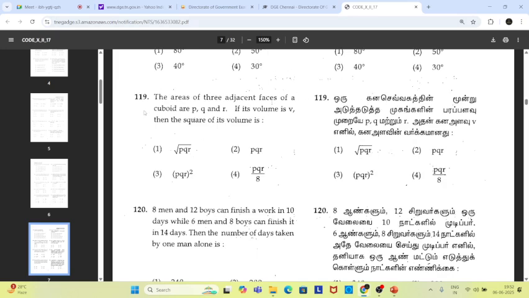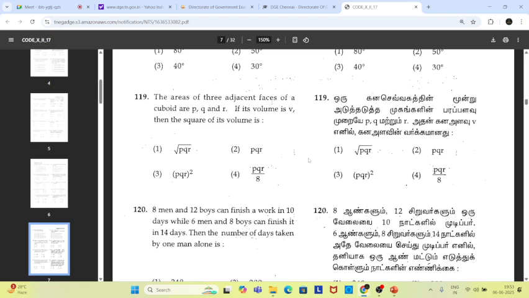Okay, let's go to 119. If you do this problem on your own, I'm telling you, then you are really ready with the foundation. You become an expert in foundation. Let's say. So, can anybody read the question?